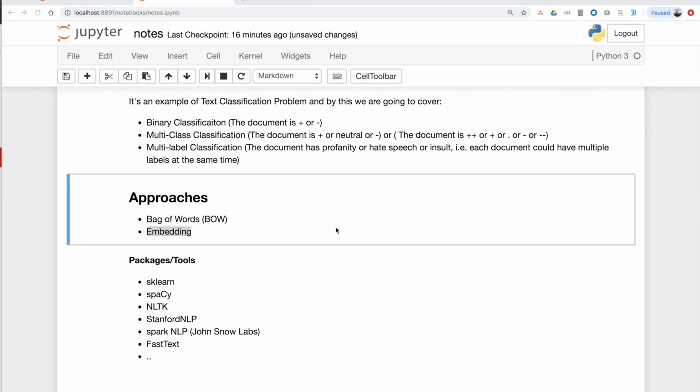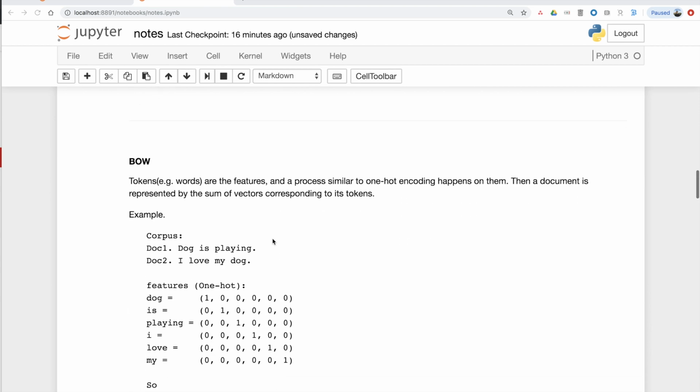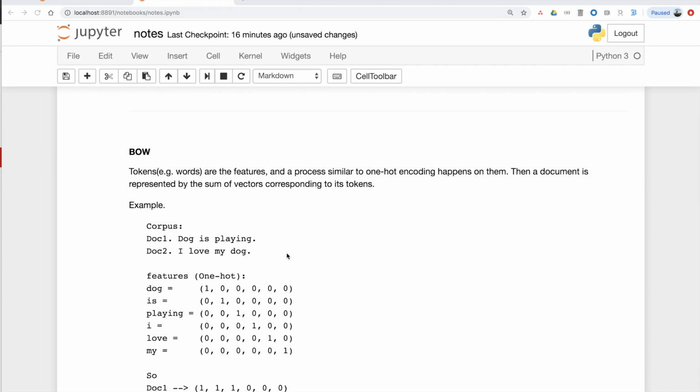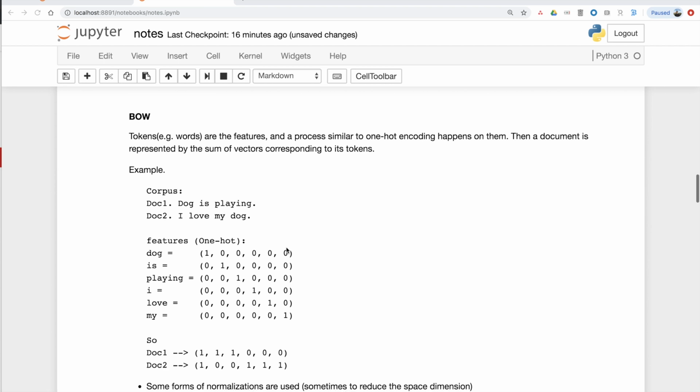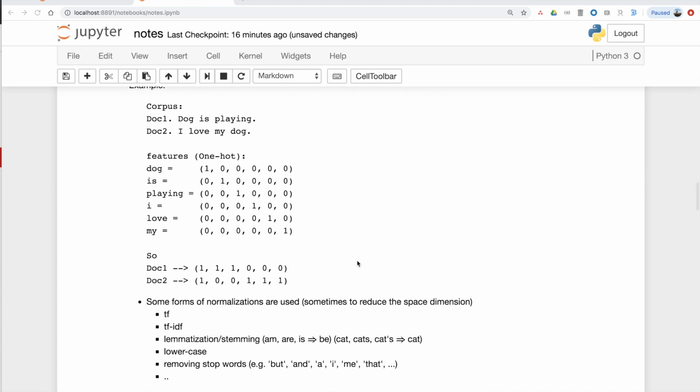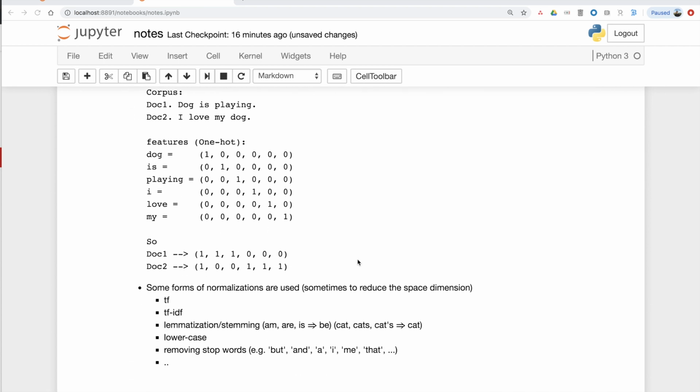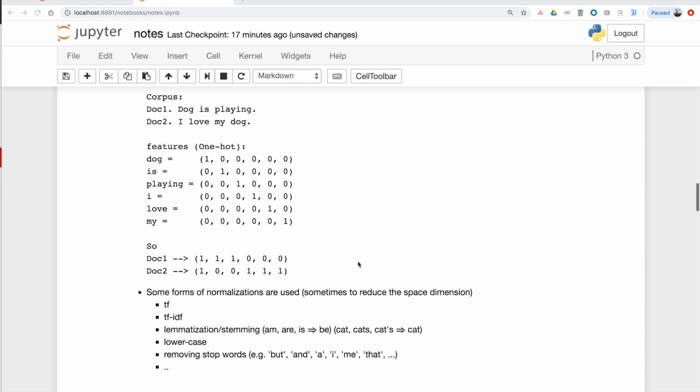All right, so in this part, we're gonna talk about the embedding approach applied to our sentiment analysis problem, which is essentially a text classification problem. Before that, I wanna quickly cover some concepts about the previous approach, bag of words, for some of you who might not be quite familiar with those.